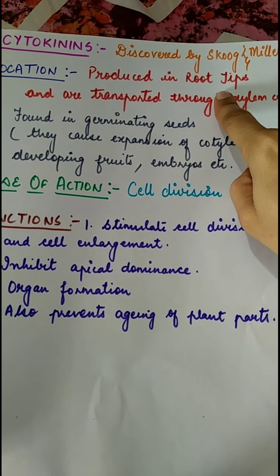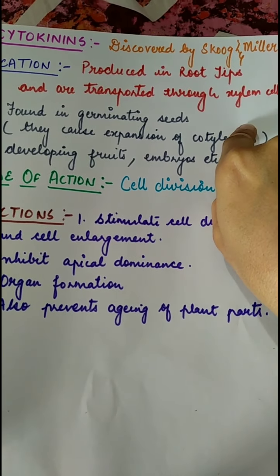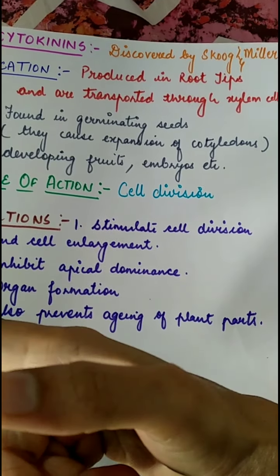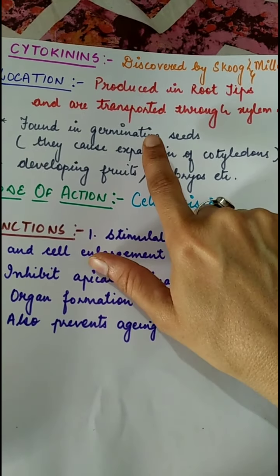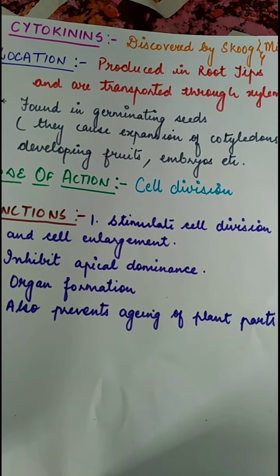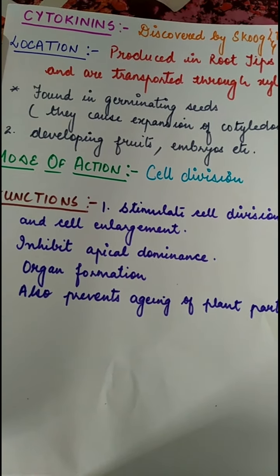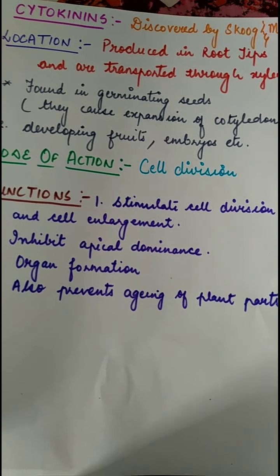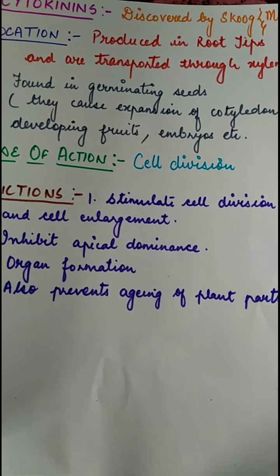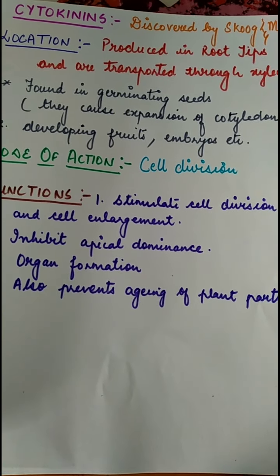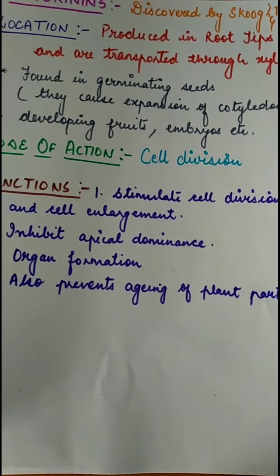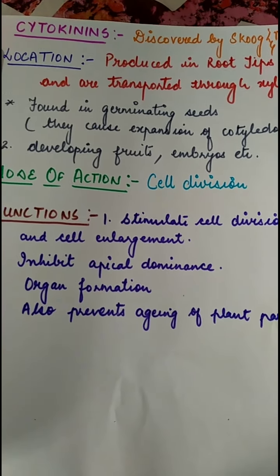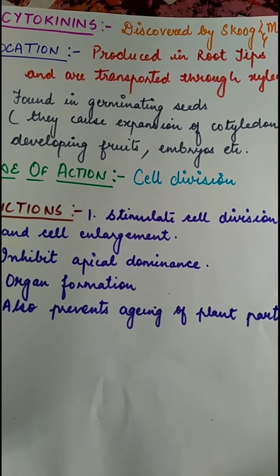See, they are produced in the root tips and then transported to the xylem cells because their function is to divide, to initiate the division process. So they are found in the germinating seeds. What does a germinating seed require? It needs to develop a plumule, a radicle, and then some root hairs so that it can go inside the soil, get some water and some nutrients. So for all this, it needs the division of the cells. And how will that division of cells be achieved? It is achieved by this hormone, cytokinins.